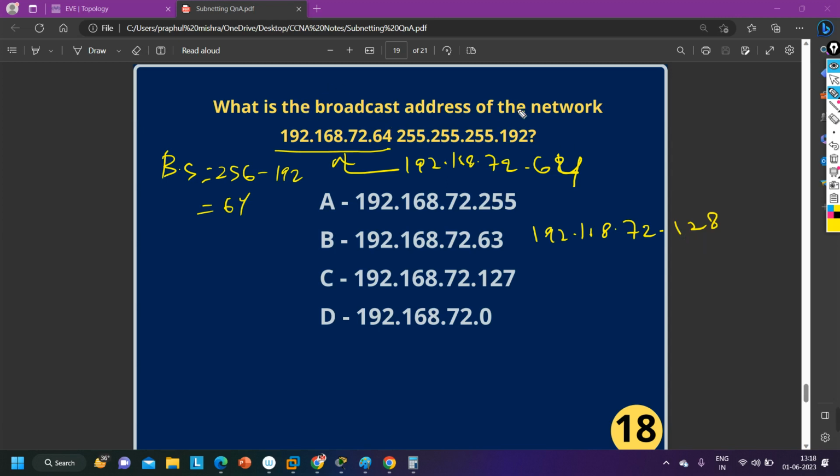And it is asking for the last address. So the last address is one less than the next network. This one is the second network. So the last address of this network will be 192.168.127. Very good. Done. Option C is the right answer.